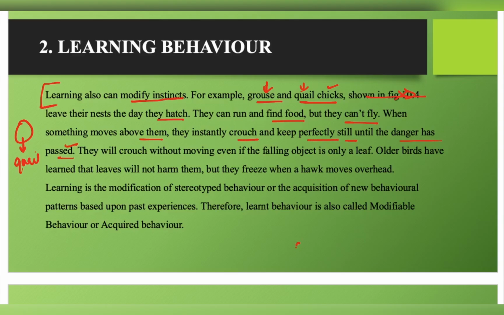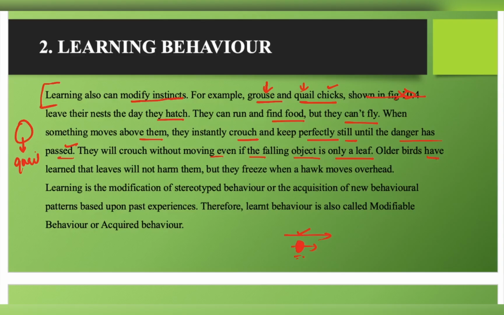So for example, if this dot represents the quail chick, and something passes over this chick, this particular chick will crouch and keep perfectly still. It will not move at all until the danger has passed, until the moving object has passed over it. And they will crouch without moving even if the falling object is only a leaf. So they don't know whether the falling object is harmful to them or not, but their response is they will crouch.